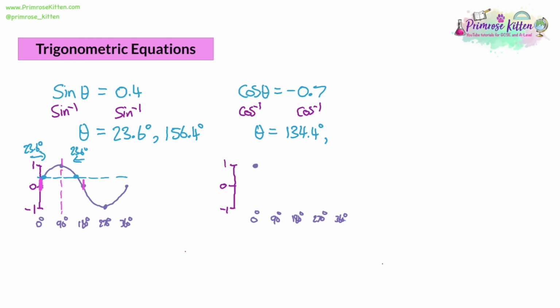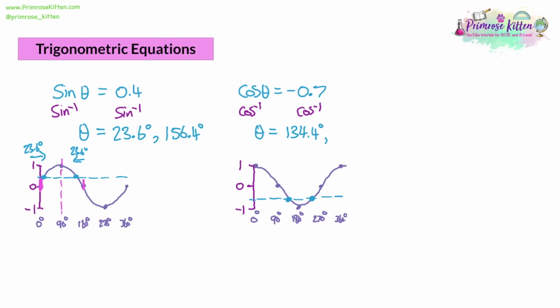Type in cos 90, which will give you 0. Cos 180 will give negative 1. And just putting these in will give you an idea of where the curve goes, and then you can sketch it. So it's going to go like this. Now, cos of negative 0.7 is going to be down at the bottom, closer to negative 1 than 0. And we can see, again, it's going to cut through the curve in two different places.